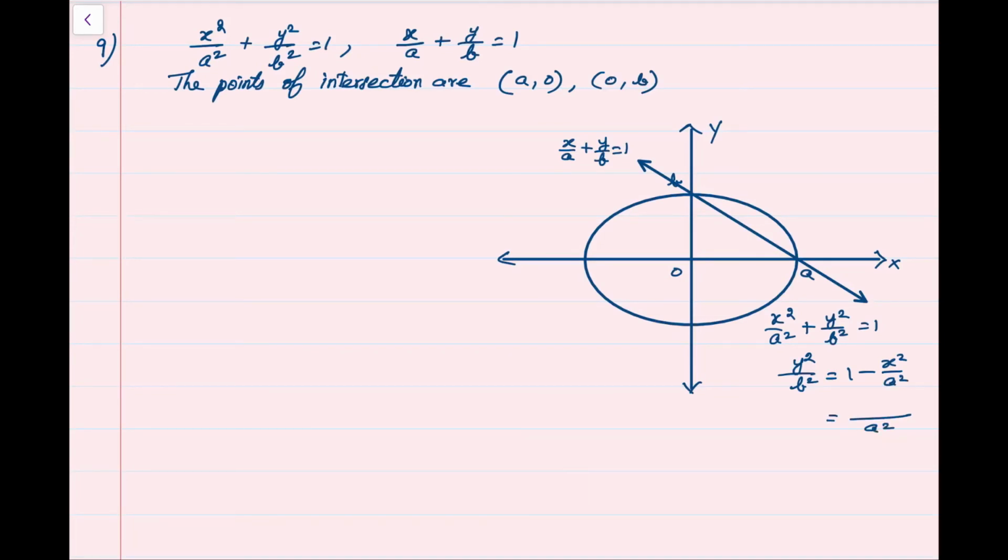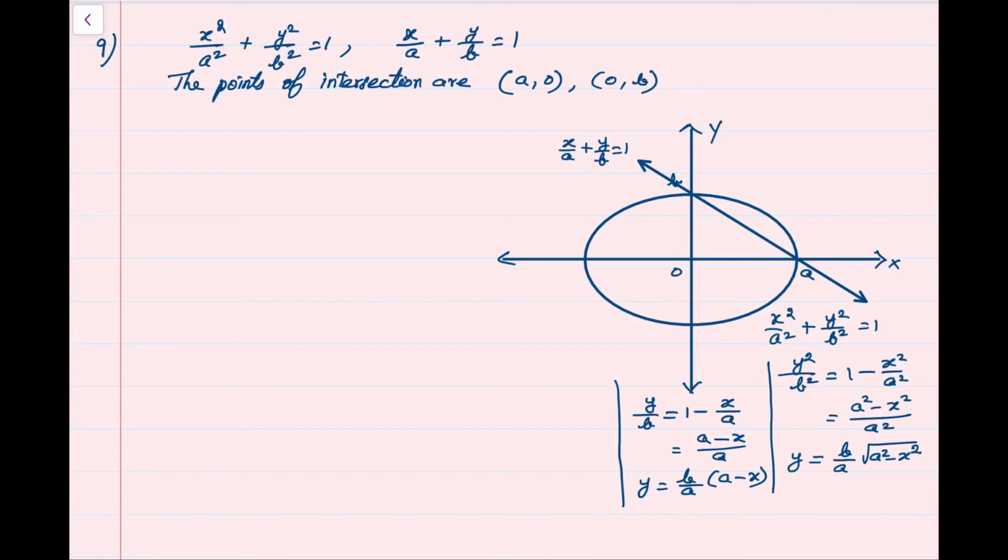Taking LCM, therefore y will be b divided by a times root of a square minus x square. We are taking plus root because we are using the curve which is in the first quadrant. Similarly, from the line equation, y divided by b is 1 minus x divided by a. LCM is a. Therefore, y is b divided by a times a minus x.